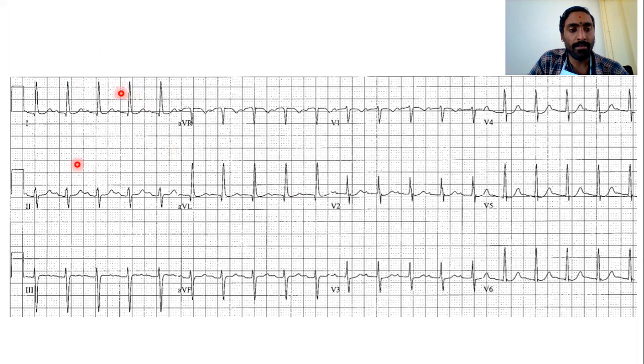Then we look at the axis. Lead 1 is positive, lead AVF is negative. That means it is going to be in the top quadrant here. And lead 2 is biphasic. That means it's a physiological left axis deviation.